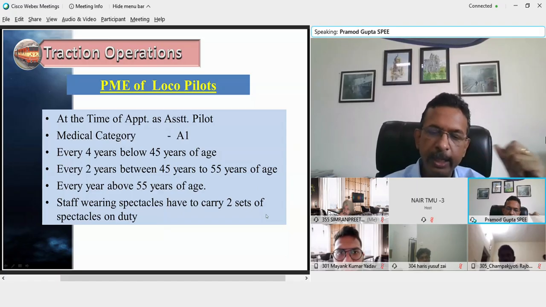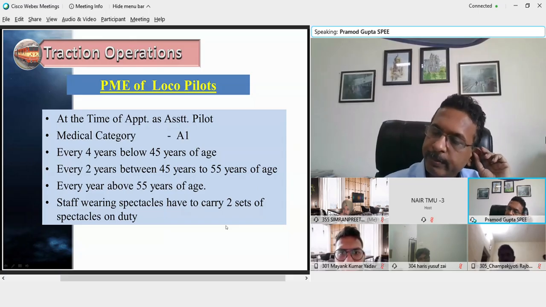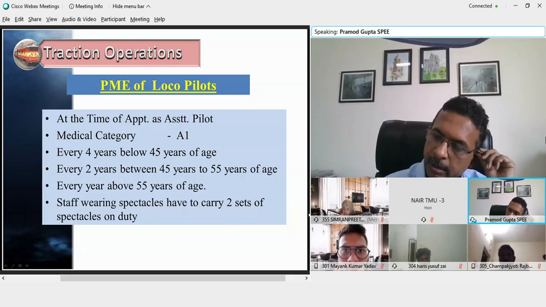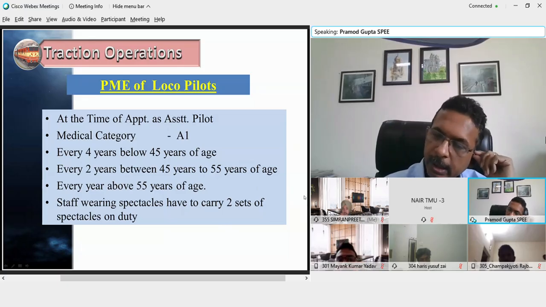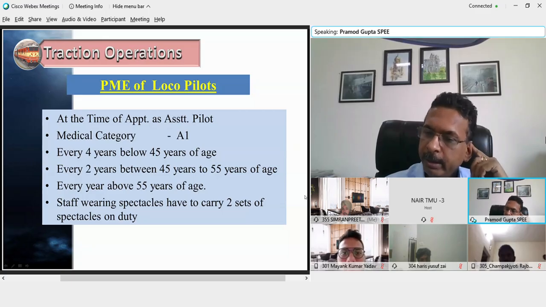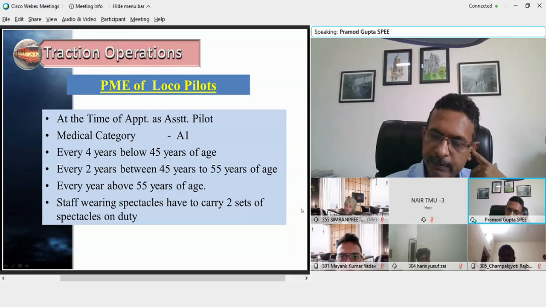Normally, the loco pilots carry one pair of specs in their personal belongings, which they carry every time they perform the journey, and the other pair they carry with them in their pocket. It ensures that they don't lose both pairs of specs which they are supposed to carry on the journey.